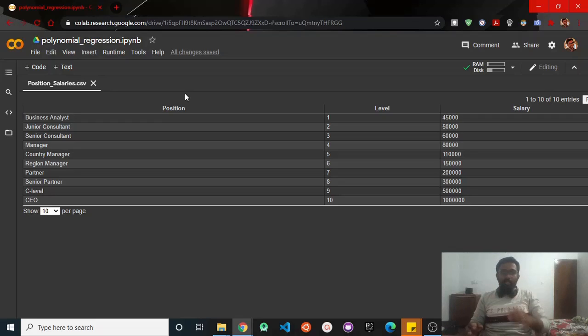Here we don't have to do that, since this position already has its level. Each position is already given a numerical value, 1 to 10. So all we have to do is train it into the model and check it. This level part has various numerical values. If, let's say, there is a guy between manager and country manager, that is 4 and 5, say level 4.5, how much will he get? That is what we have to predict, his salary.